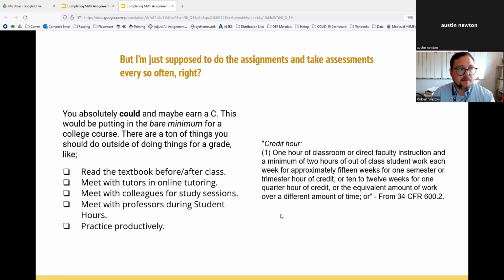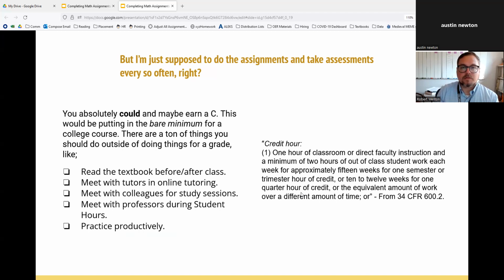I bring this up, this idea of a credit hour. This is the federal definition. 1 hour of classroom or direct faculty instruction and a minimum of 2 hours of out of class student work each week for approximately 15 weeks for one semester, or 10 to 12 for a quarter hour. So this is the federal requirement that we are mandated to say for every hour of class time, there is about 2 hours of work outside of that.